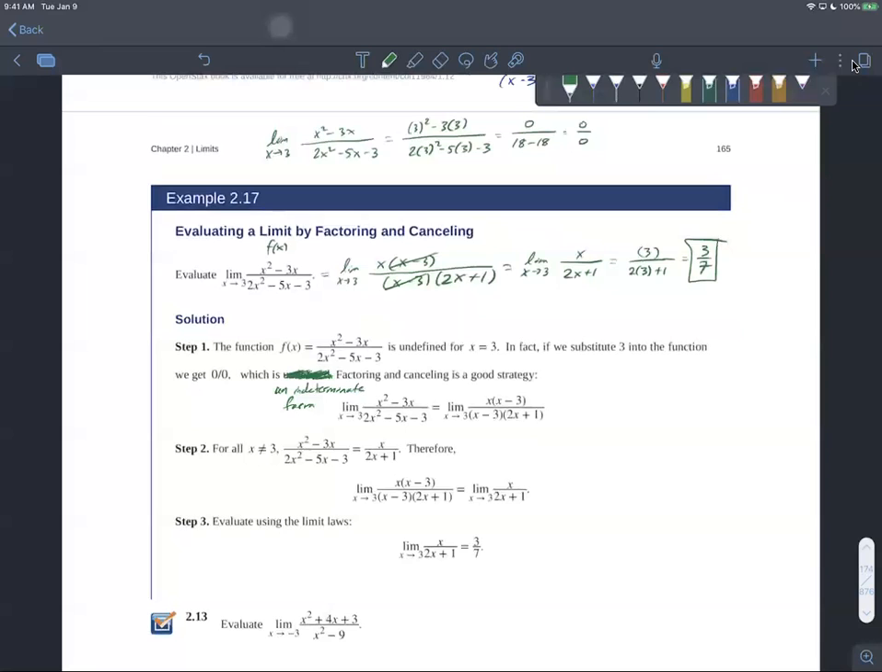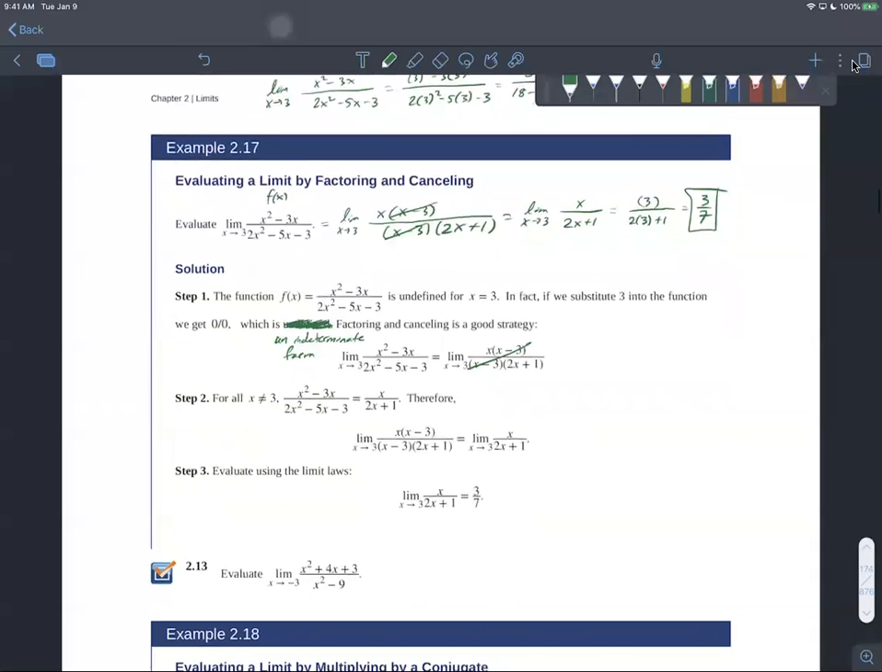Factoring and canceling is a good strategy. So they factor it, they cancel out the x minus 3s. Therefore, the limits are equal. They plug in 3 and you get 3/7. All right, very good.